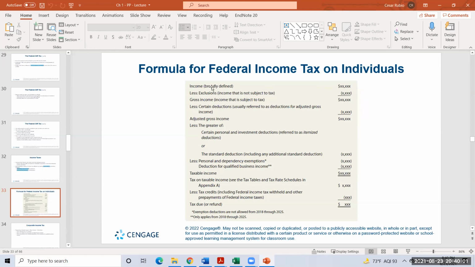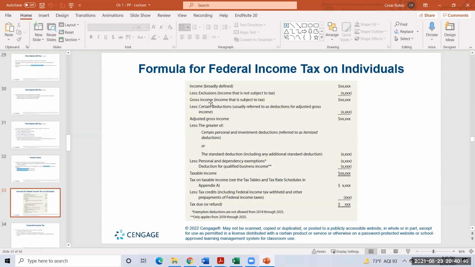So if you start with income, see how it says broadly defined. That basically means worldwide. As a US citizen, all the income that is increasing your wealth is part of this. It doesn't matter that your income comes from another country. It's 100% worldwide. So if you get income, that would be the first number, but not every income is taxable. So then you subtract whatever is not taxable, and then you'll arrive at your gross income.